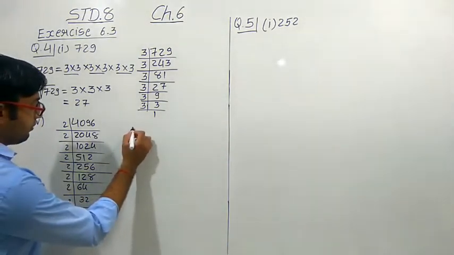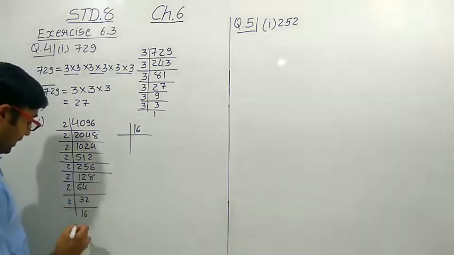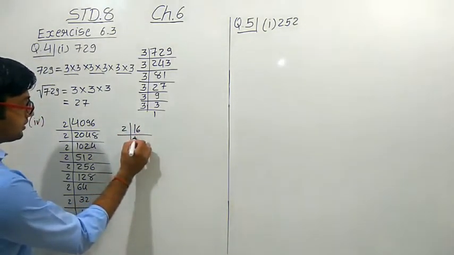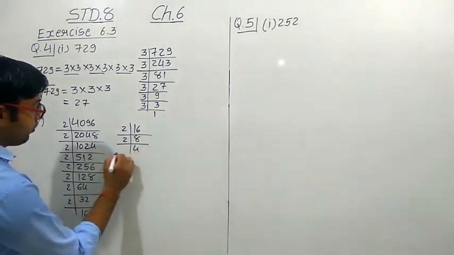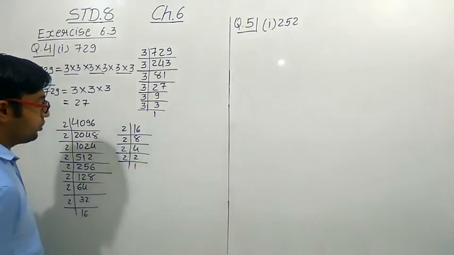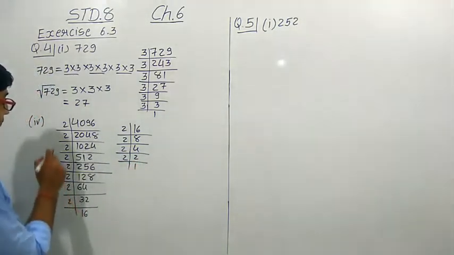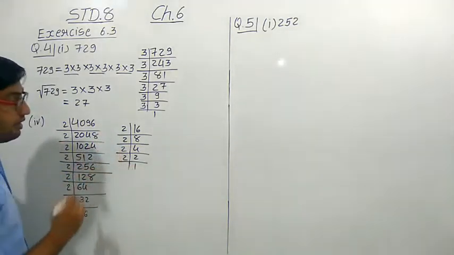Okay, now we have to divide the 16. 16 also we can divide by 2, that is 8. Okay, divide 8 by 2, we get 4. Divide the 4 by 2, we get 2 and 2 ones are 2. So see how many 2s are there? 1 2 3 4 5 6 7 8 9 10 11 12.